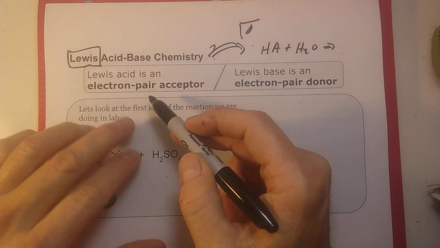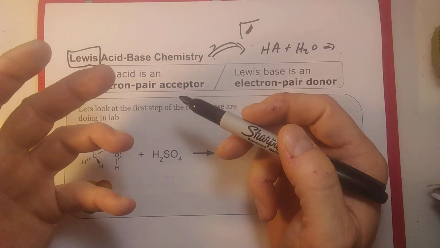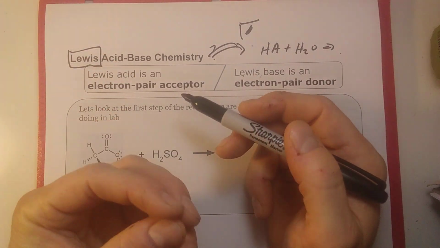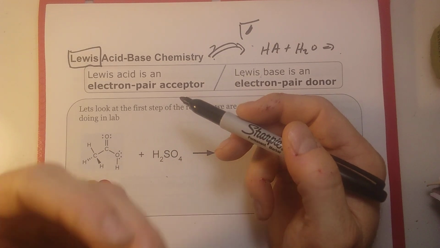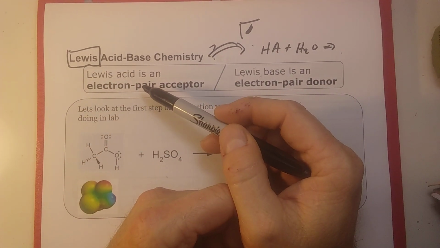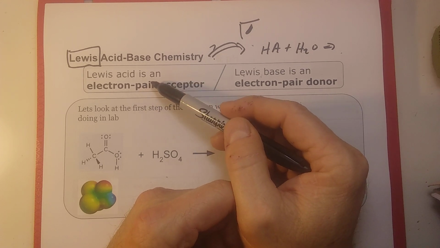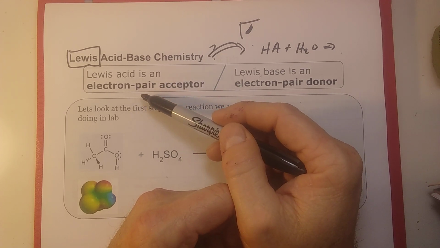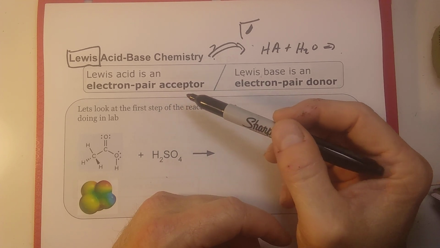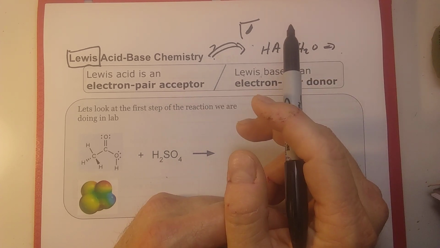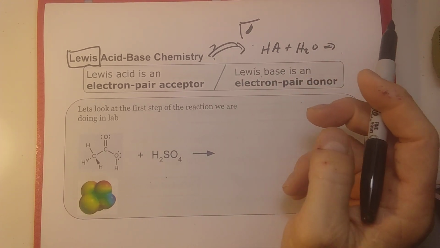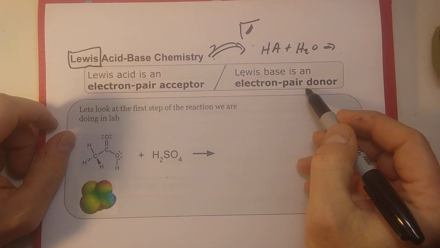Lewis acids, we say, it's not so much about the proton, though that's the currency for most acid-base reactions. That's what's transferred. In some cases, we don't have a proton, but we still have what's considered an acid-base reaction according to Lewis acid-base theory. Lewis acids are electron pair acceptors. The Lewis acid is an electron pair acceptor, and the Lewis base is an electron pair donor.